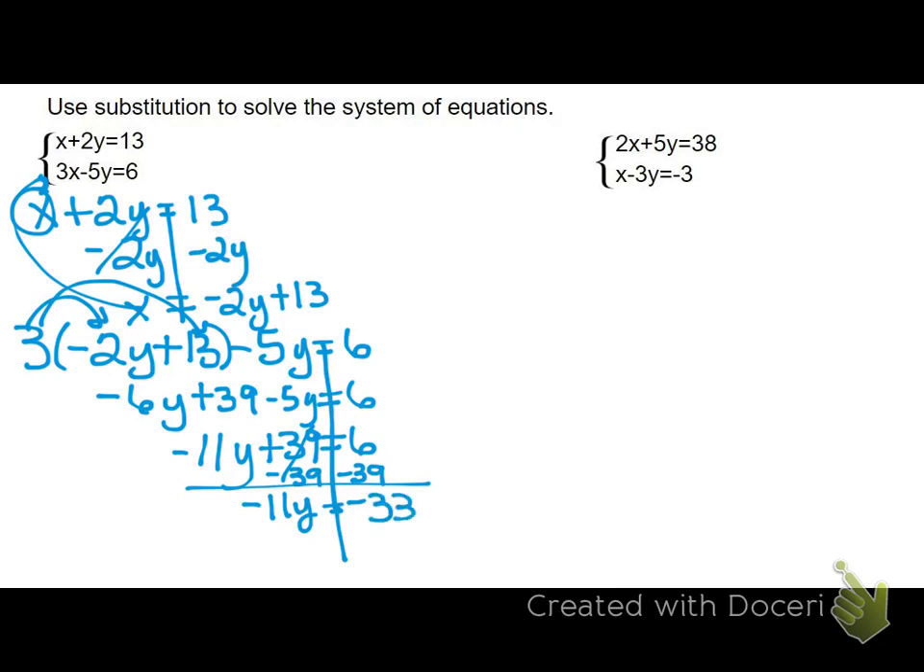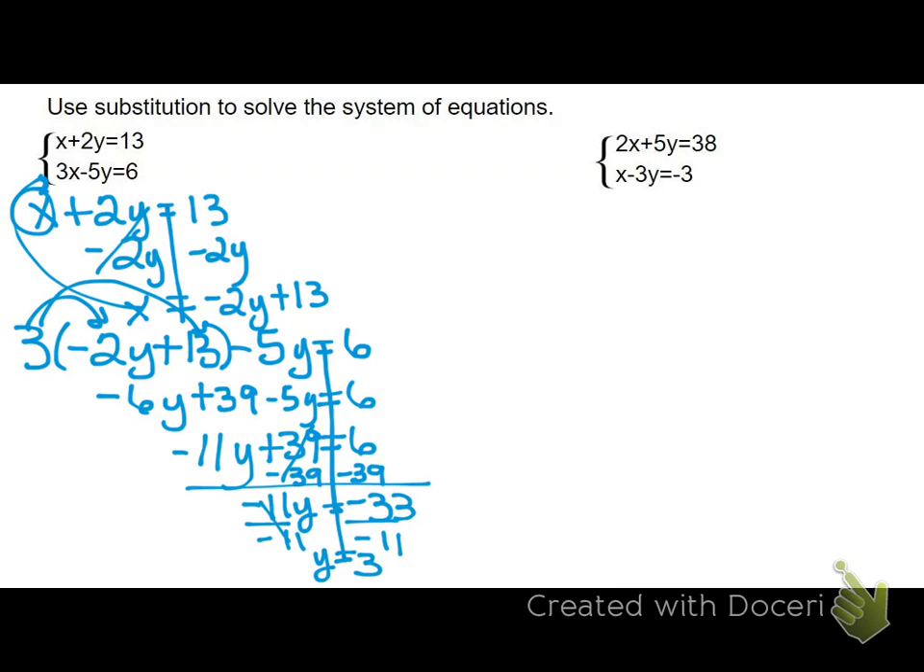Okay. Last step, Dylan? Divide. By? Negative 11. And that equals 3. That's a lot of work, isn't it? Yeah. Okay, so now I know the value of y, but I need to know the value of x.